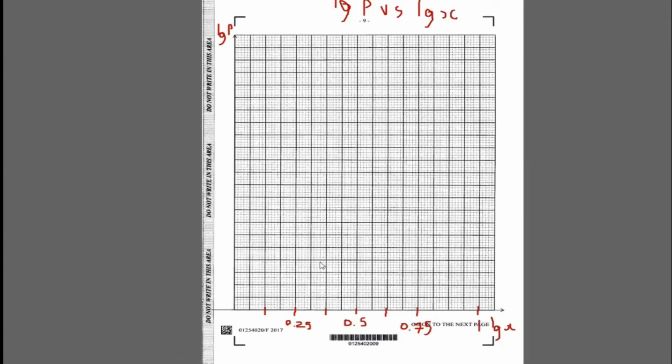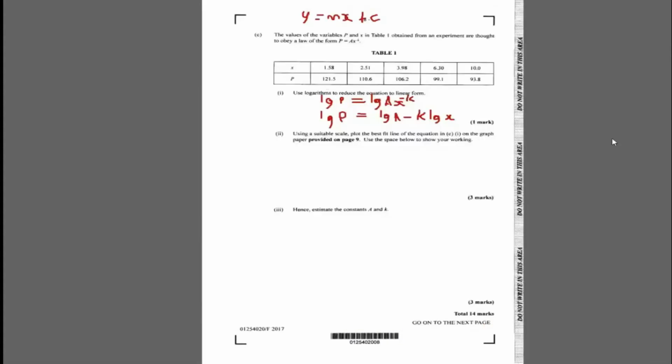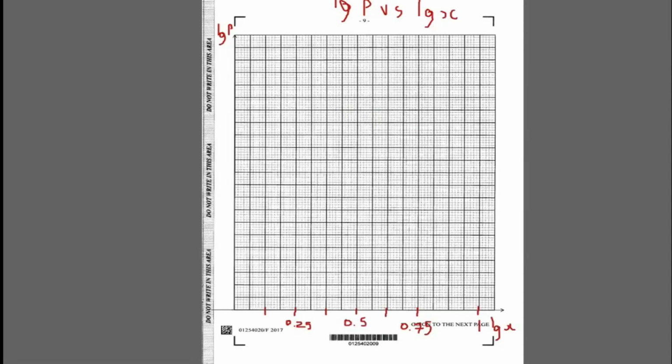Then we need now log p. To deduce log p, we look at the highest value in p, 121.5. And we said that the log of 121.5 was 2.1. So we need the highest y value to be 2.1. So maybe we can go, let me see.